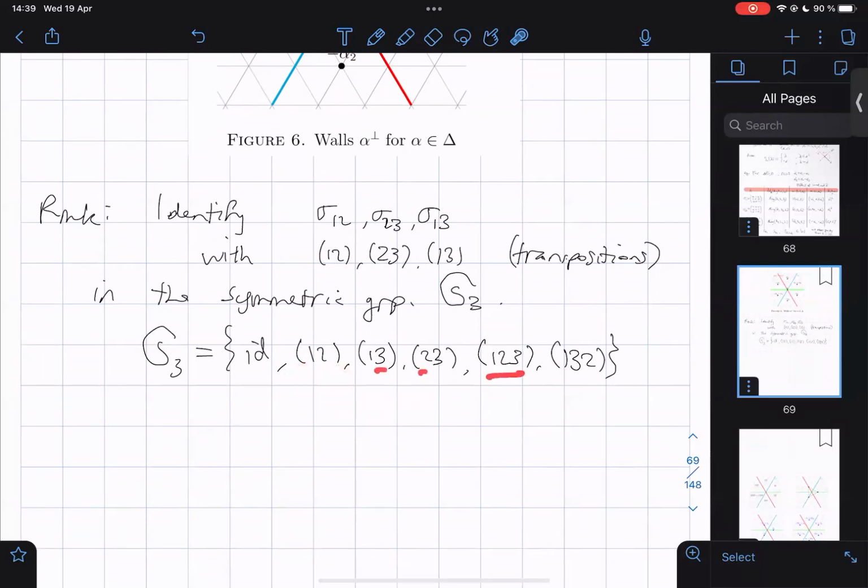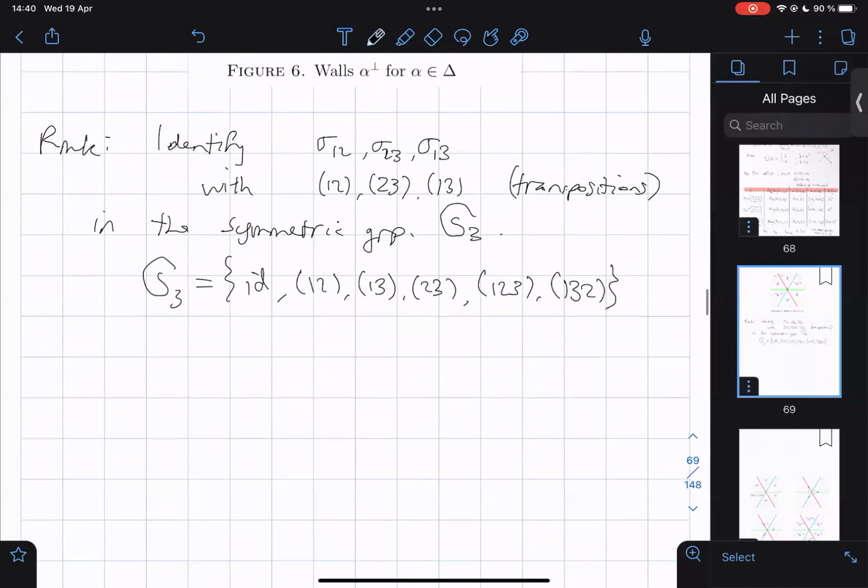What does this mean? It means permute. So 1 goes to 2, 2 goes to 3, 3 goes to 1. You read it left to right. Multiplication of elements is given by composition, written functionally. So let's interpret left to right. Multiplication is written functionally.